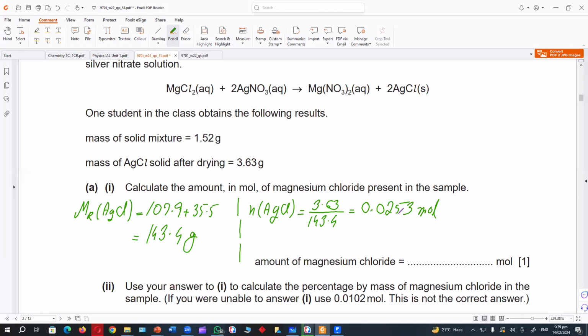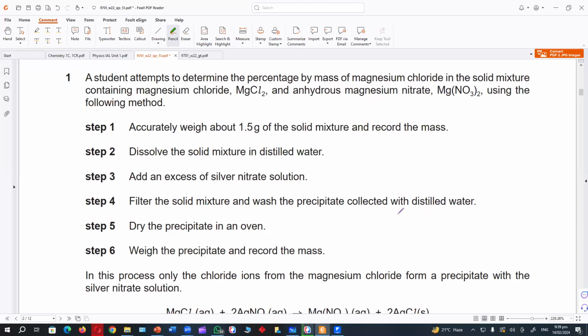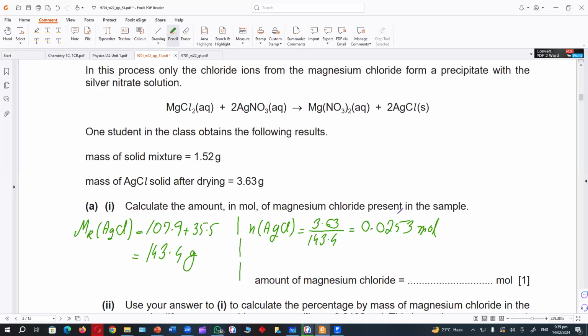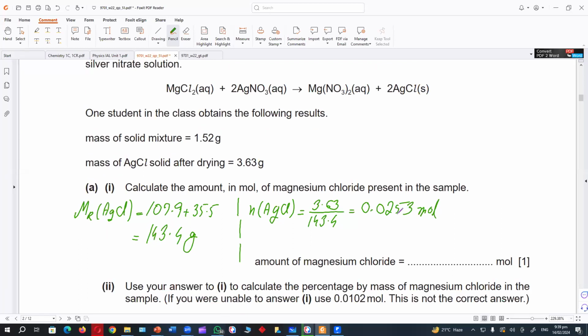What is the ratio of magnesium chloride and silver chloride? The ratio is 1:2. So what should I do for these moles? I have to show the examiner that the ratio AgCl to MgCl2 is 2:1.